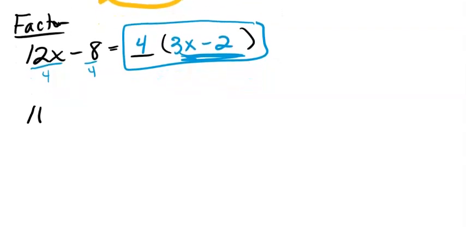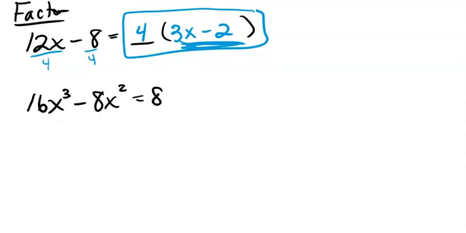Say we have 16x to the third minus 8x squared. So now I'm looking for what do these two have in common. The 16 and the 8 have an 8 in common. The x cubed and the x squared have an x squared in common. You want to go with the greatest common factor, so we don't want to just pull out an x because they both have an x squared.